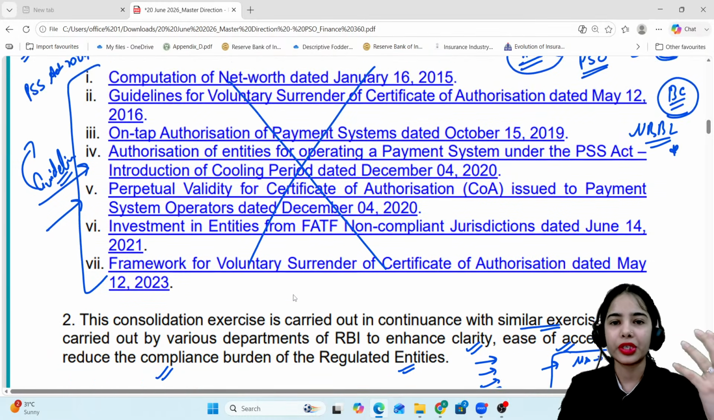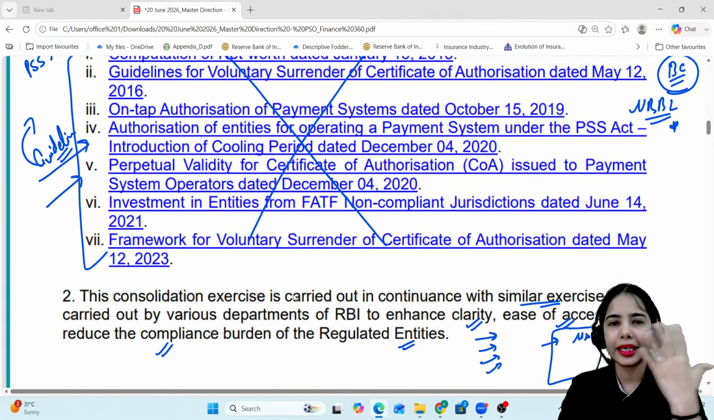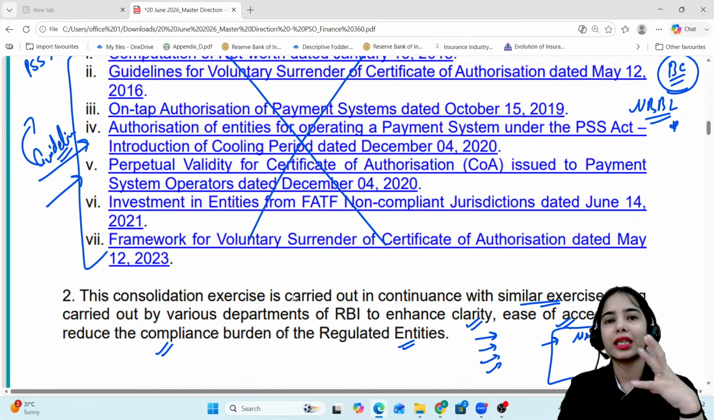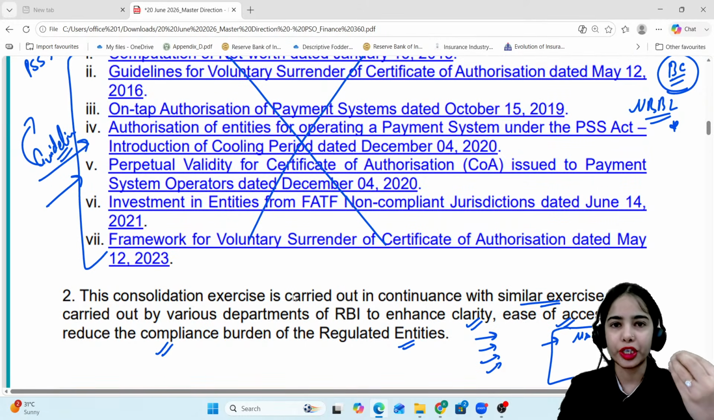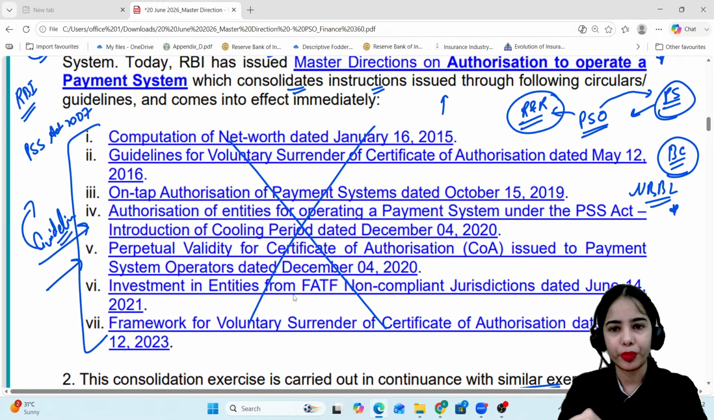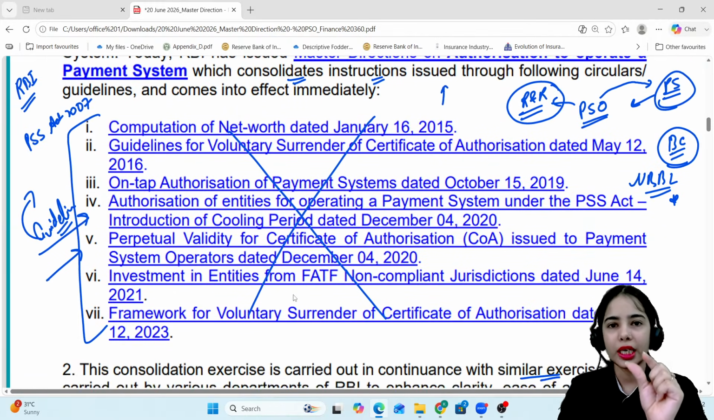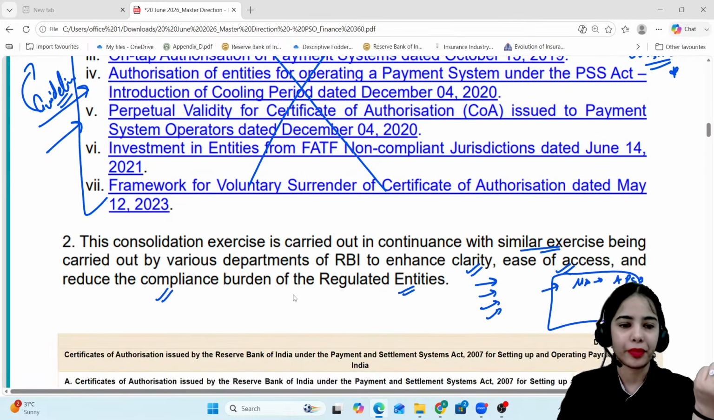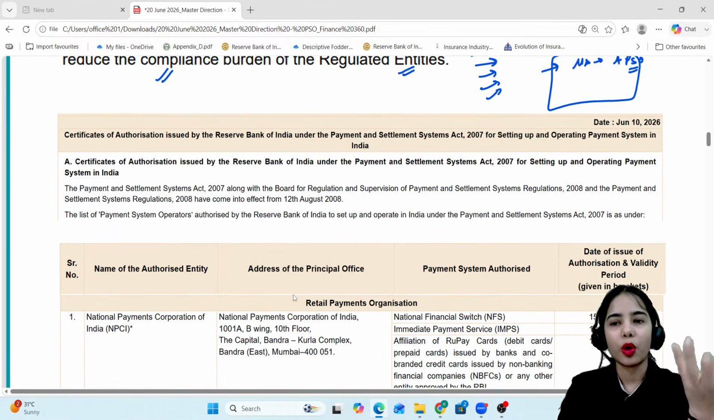And here under this master action, the clarity has been provided, and the rules and regulations have been rationalized also. Okay, so this is the master action on authorization to operate a payment system. Chalo. Now, who are the payment system operators first of all?